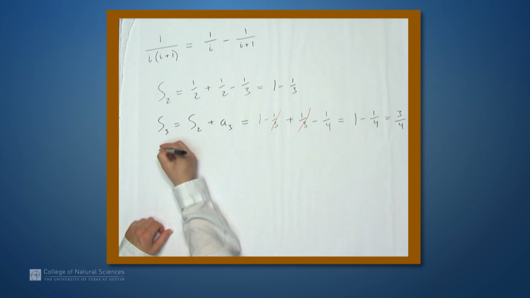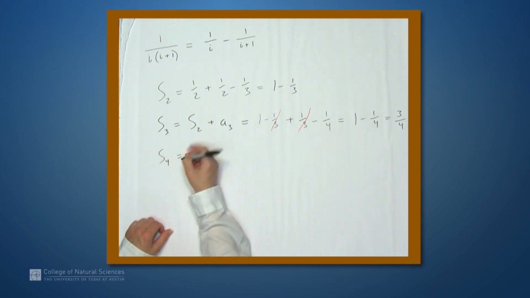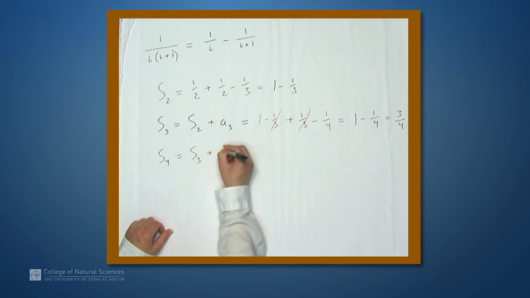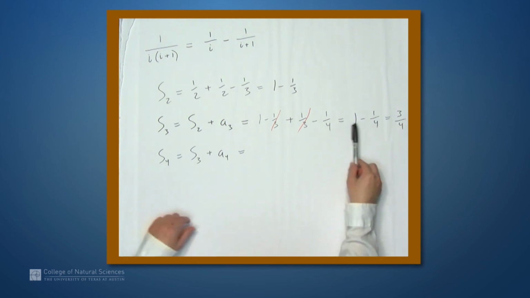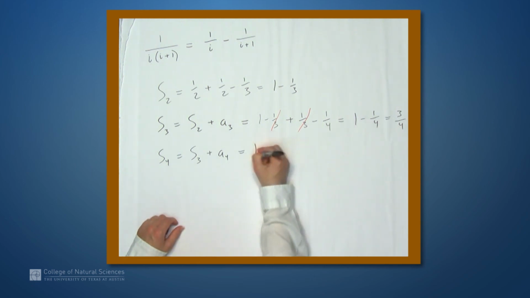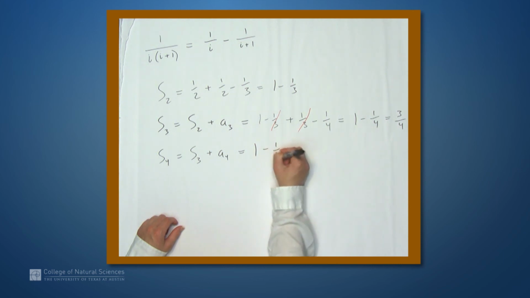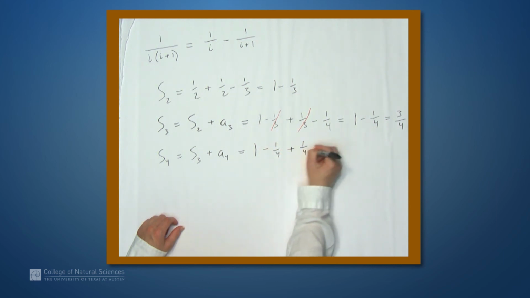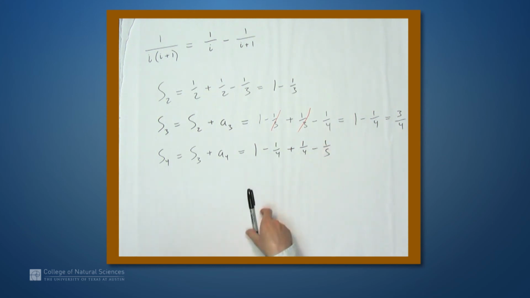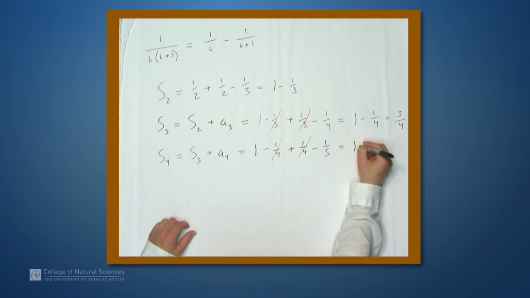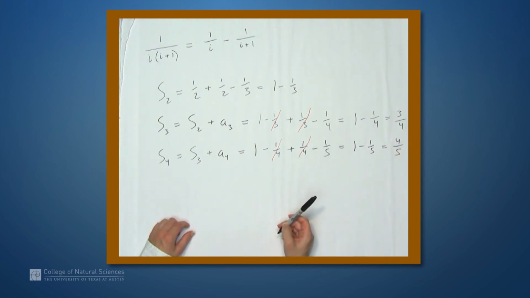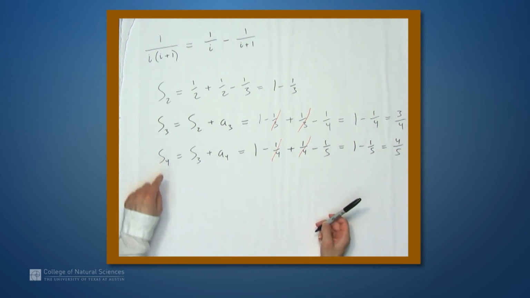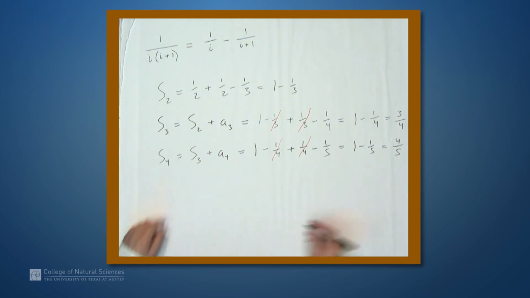And this pattern continues. So let's look at S sub 4. S sub 4 is S sub 3 plus a sub 4. Actually, it's easier if we use the 1 minus 1/4 form for S sub 3. So S sub 3 is 1 minus 1/4, and a sub 4 is 1/4 minus 1/5. So now these 1/4 cancel, and we're left with 1 minus 1/5, which is 4/5. Now we know, indeed, that S sub 4 is 4/5, S sub 5 is 5/6, and so on.